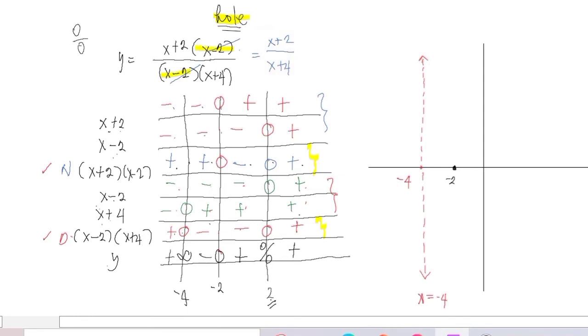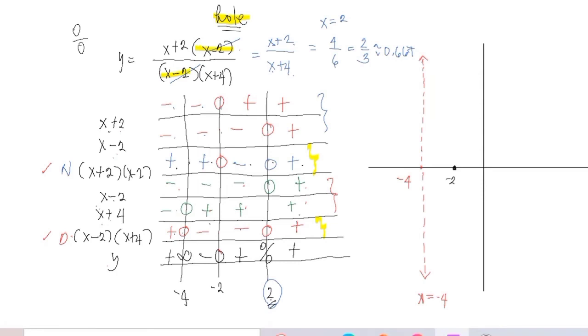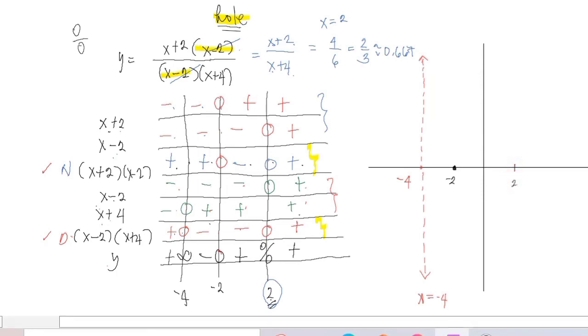And if we look here, since the hole is at x is equal to 2, we will substitute x is equal to 2. So, we have 2 plus 2, that is 4, over 2 plus 4, so that is 6. So, 4 over 6, that is 2/3. So, 2/3 is approximately 0.667. So, if we look here at 2, 0.667, that is where the hole of our function exists. So somewhere here our function has a hole.